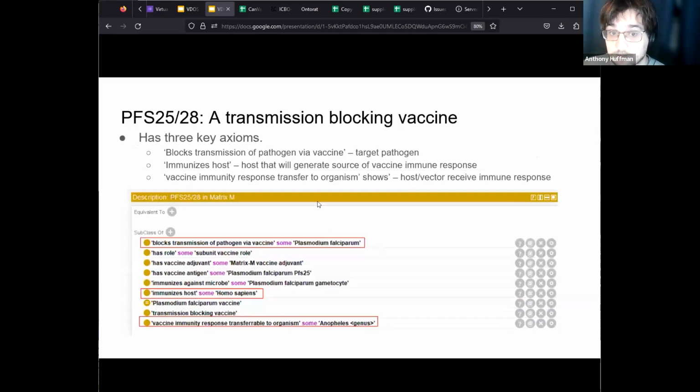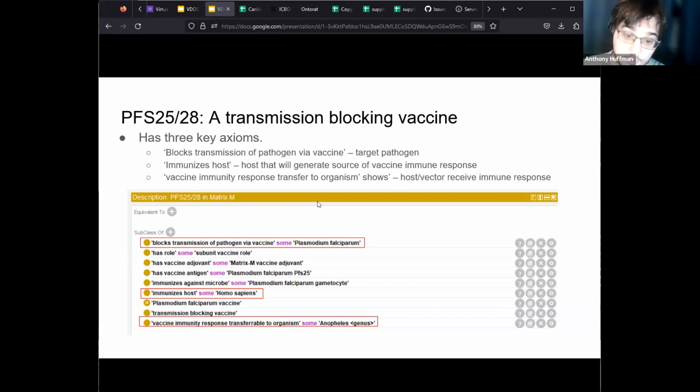What this looks like with the example of VDOS2023 is that we need 3 axioms to fully cover a transmission blocking vaccine. The first is, of course, the definition of blocks transmission of pathogen via vaccine against some pathogen, in this case, Plasmodium falciparum. We still have the relationship of immunizes host some Homo sapiens, so this is a vaccine that you target and inject into humans.